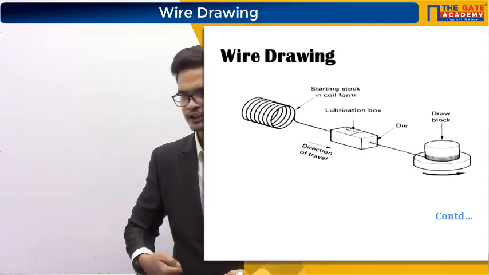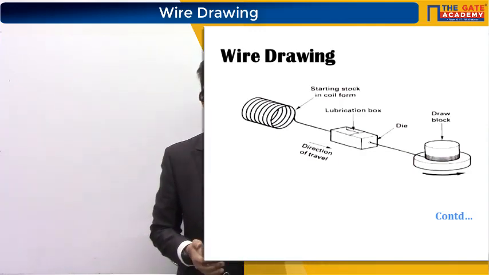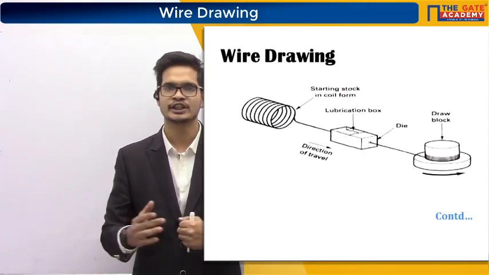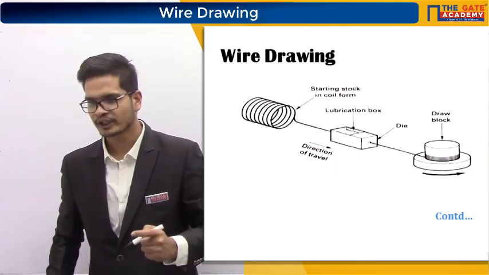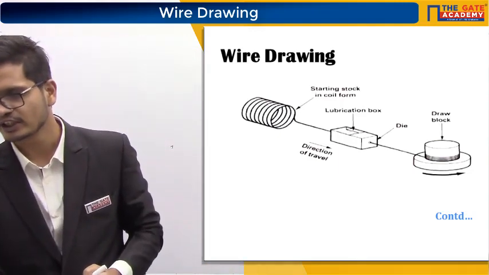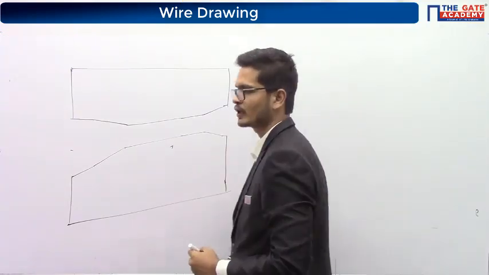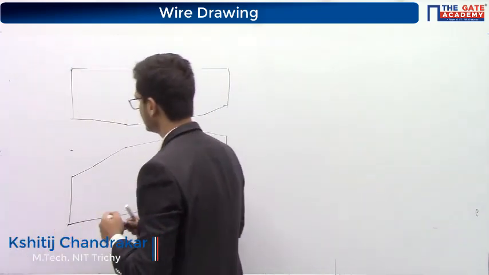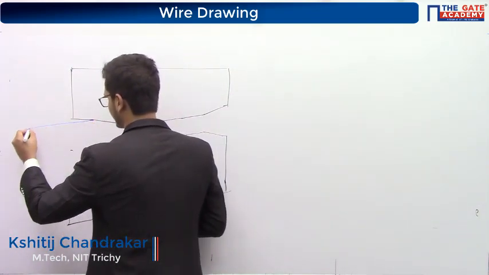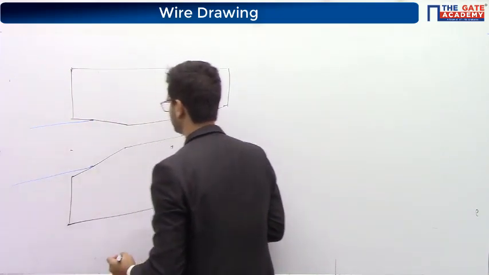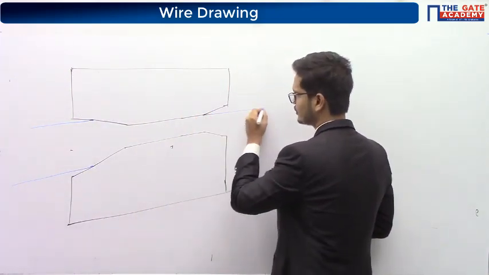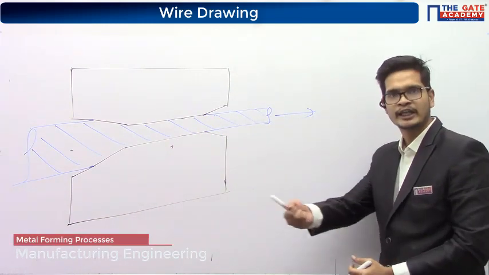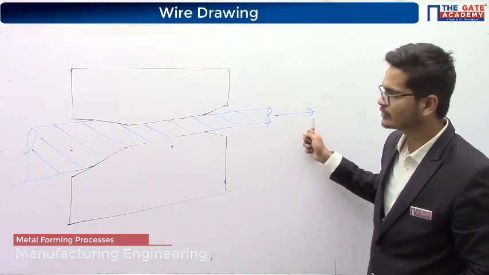This initial coil is pulled. It is drawn through a die, and inside the die the cross-section area of the initial workpiece is going to change. So what is there inside the die? If you look at the die from inside, it will appear like this. In this portion the workpiece will enter, and from here the workpiece will come out. So we are pulling the workpiece from here. We are applying a tensile load on the workpiece from this direction.